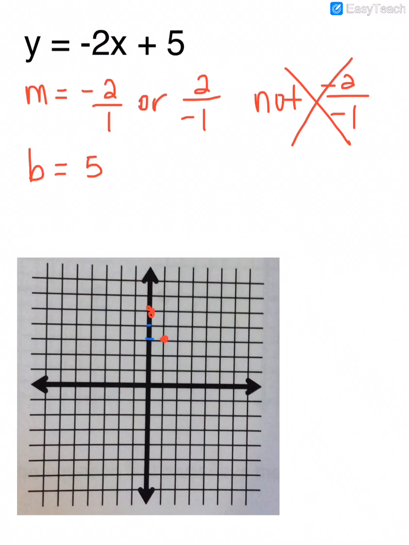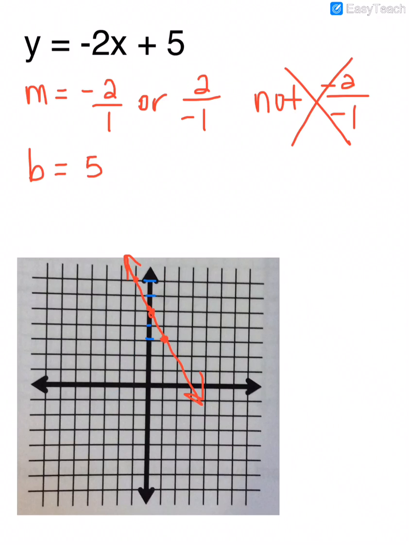Or if I went +2, -1, that means I would go positive up 2, and -1 would mean to the left 1, and that would put my point right here. And as you see, those are still the same line. So it doesn't matter which one I choose to be negative, but make sure it's just one of them that's negative. If I had gone -2, -1, then that would have put me going down 2 spaces and to the left 1 space, and that would have made me go this direction, which is not correct.